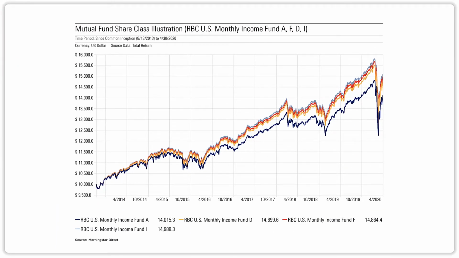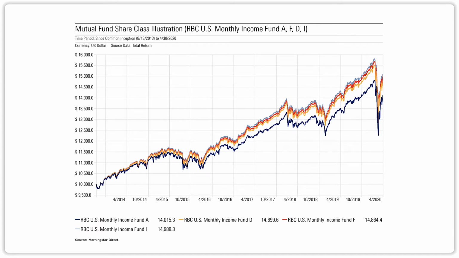On the screen here, you'll see a 5-star rated RBC US monthly income fund. Now, don't be fooled by the 4 different lines. There are 4 share classes of the exact same fund. So when you buy any share classes of this fund, you're getting exposure to the exact same underlying portfolio, but you'll see that you'll get different returns.